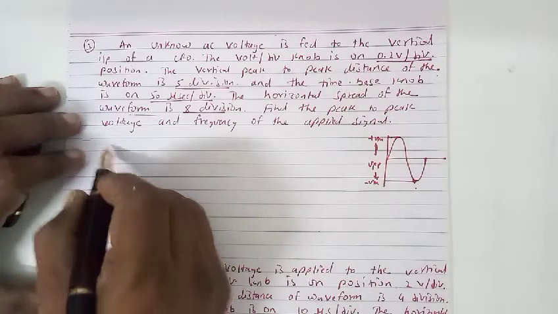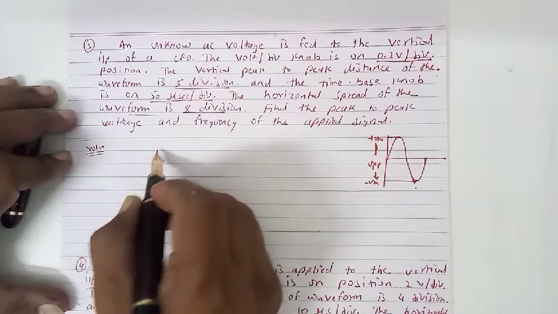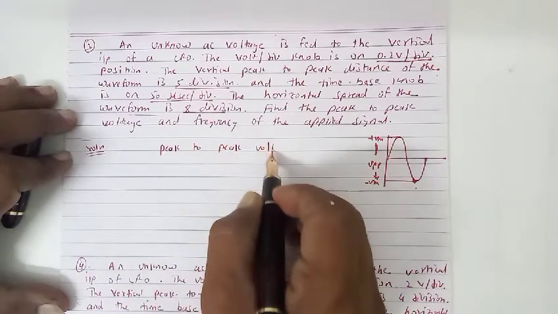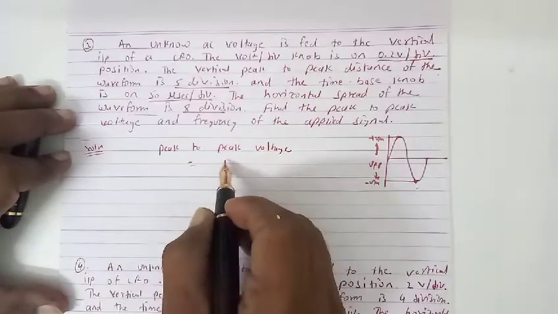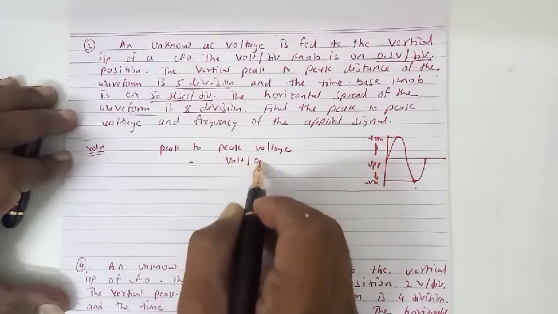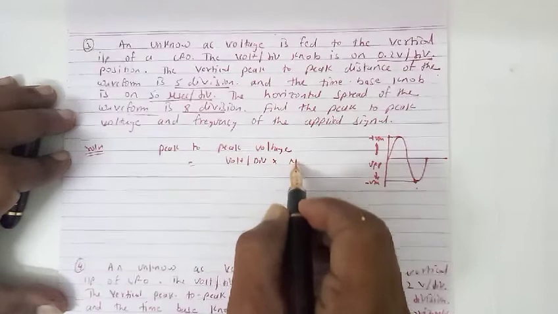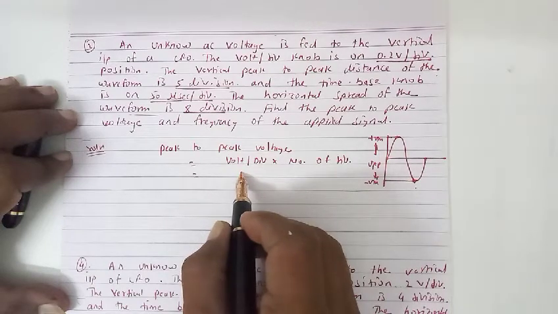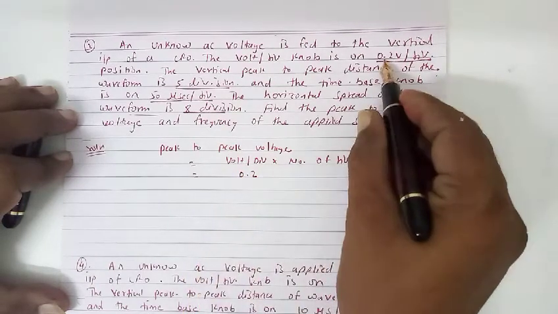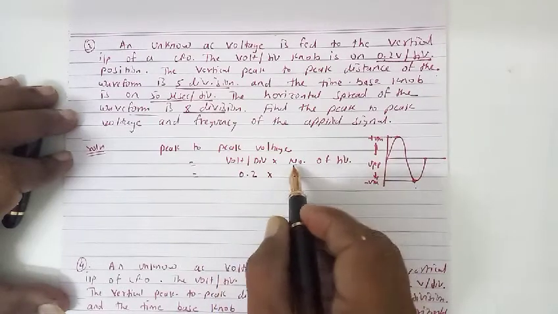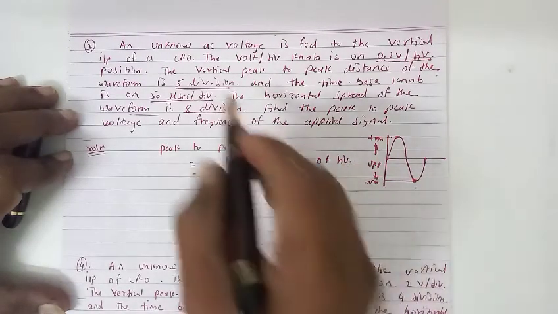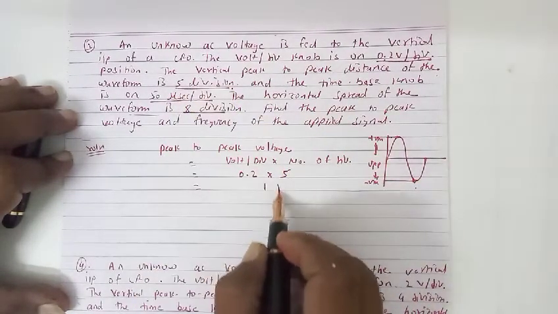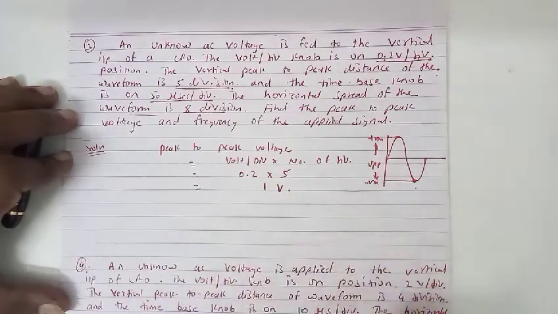Here the solution: the peak to peak voltage is equal to volt per division multiplied by the number of divisions present on the CRO. So the voltage per division is 0.2 volt per division, multiplied by the number of divisions. What will be the number of divisions given here? It is 5 divisions. So you will be getting the value 1 volt. Okay, so it is a peak to peak value.